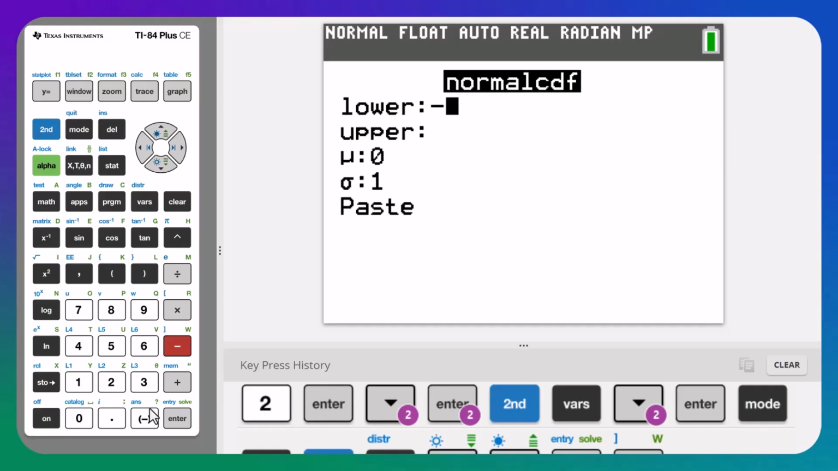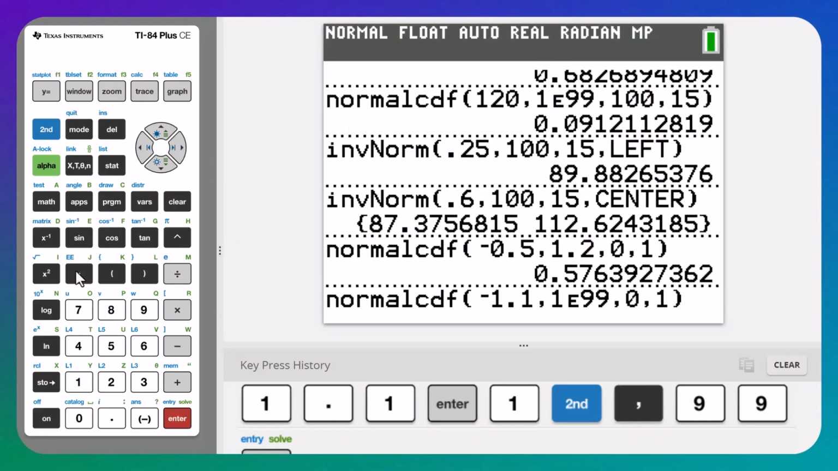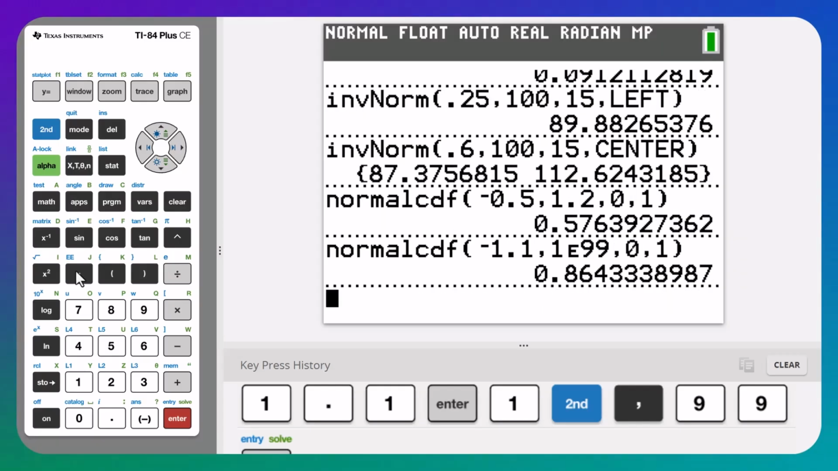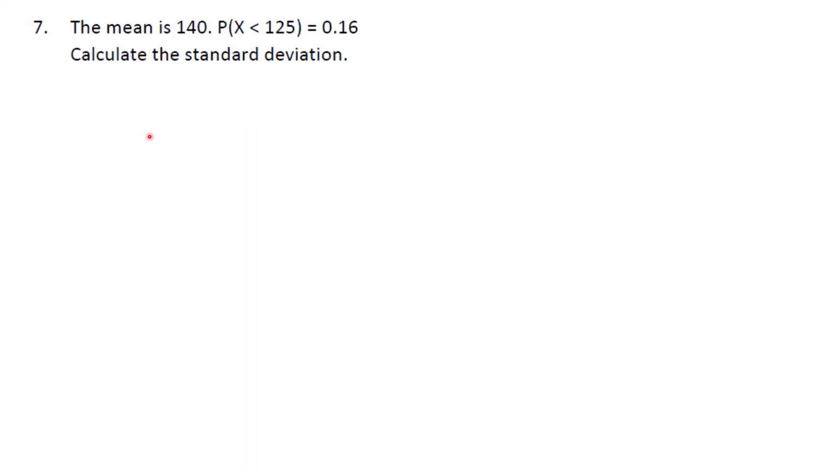So my lower is negative. Oh, got to hit the right negative. So hit the negative sign down here. 1.1. Upper, I have to do infinity. Second, EE, 99. And I can keep the 0 and the 1. And my answer is 0.8643. And we got 0.8643.